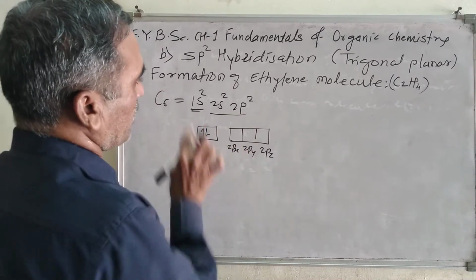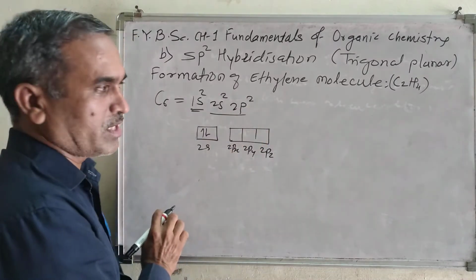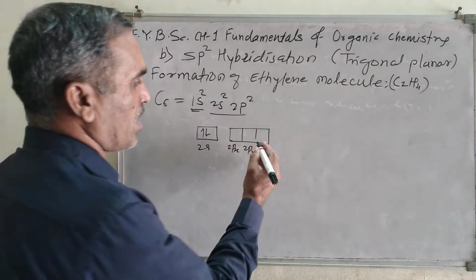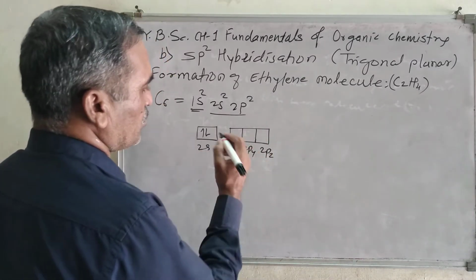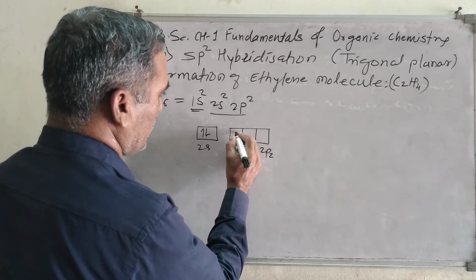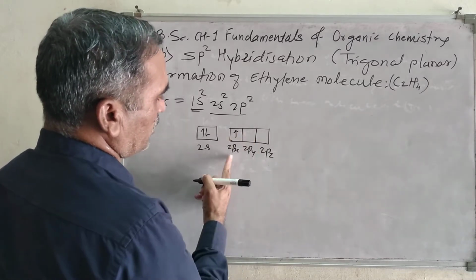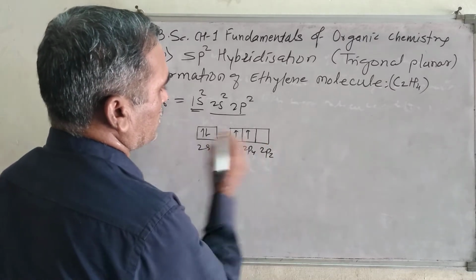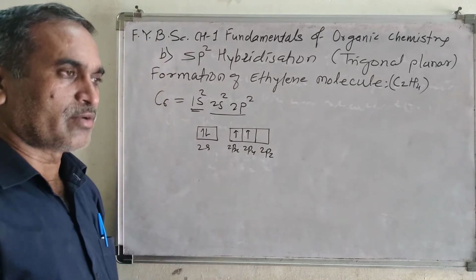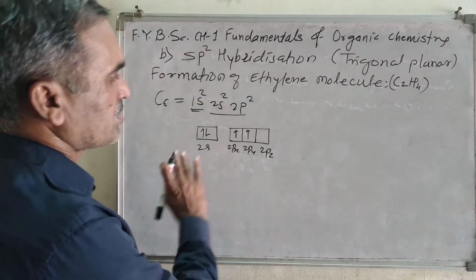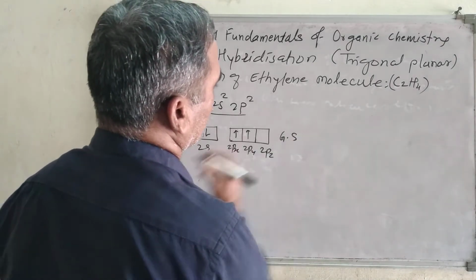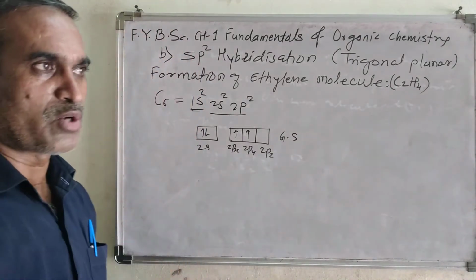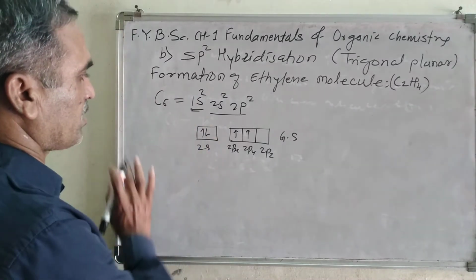Now the p orbital here has 2 electrons. How are these 2 electrons entered in the p orbital? According to Hund's rule of maximum multiplicity, one electron in 2px and another electron in 2py. This is the electronic configuration of the carbon atom in the ground state.